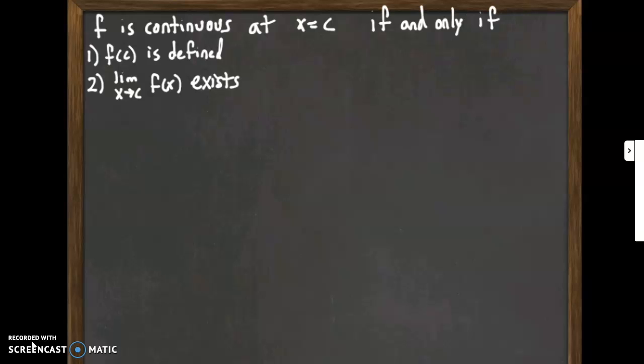Right? The values around c have to be closing in around the same number. Otherwise, it's not going to be continuous. There's going to be a gap. If they're not closing into the same number from both sides, then there's got to be some kind of a gap there. And last thing is you have to have both of those things being equal. The limit has to be equal to the function value.